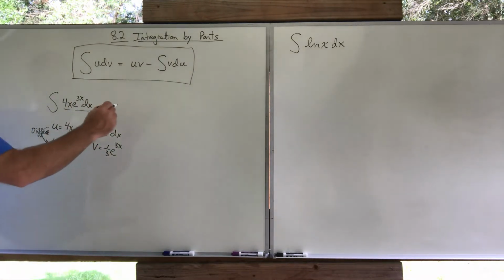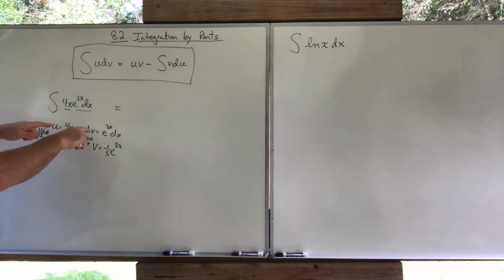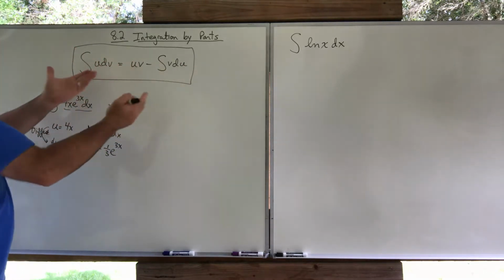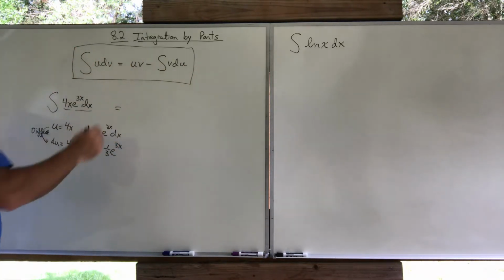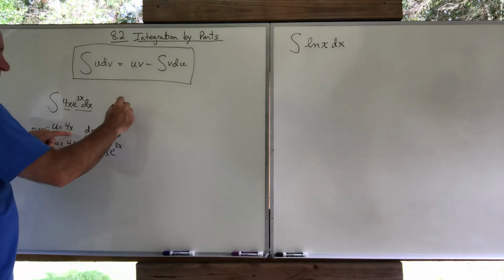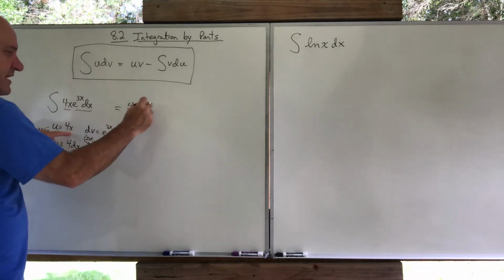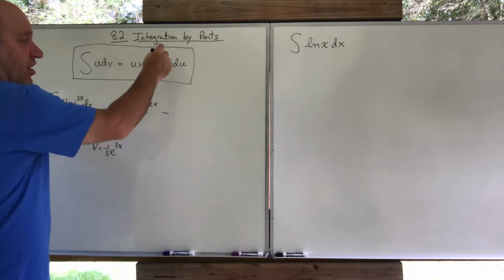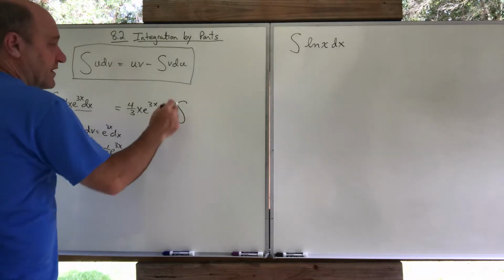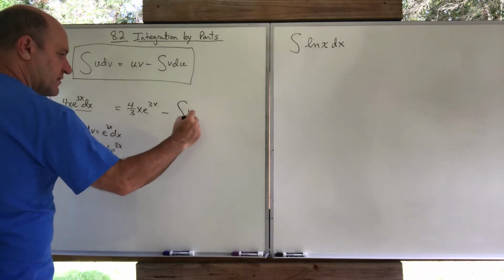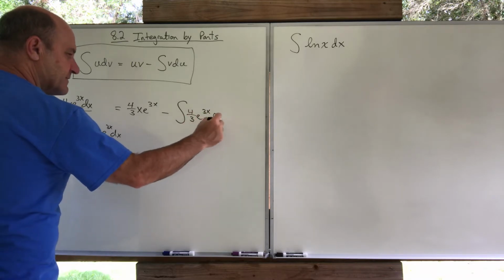Well, here we go then. According to the formula, you identify the u and the dv, you do the work to find du and v, and then you apply the rule. Here is the rule. The answer to this integral is uv. uv is going to be 4/3 x e to the 3x. That's my u times v. I did a little simplifying there. Minus a new integral. So here's the new integral, a v du. v times this du is going to be 4/3 e to the 3x dx.